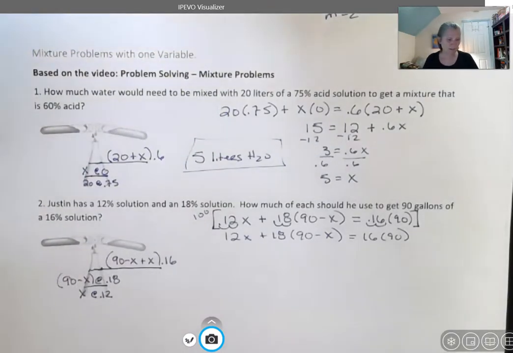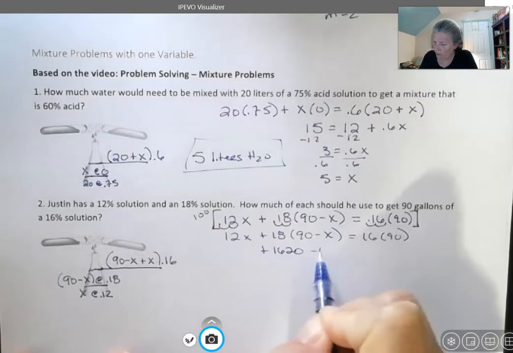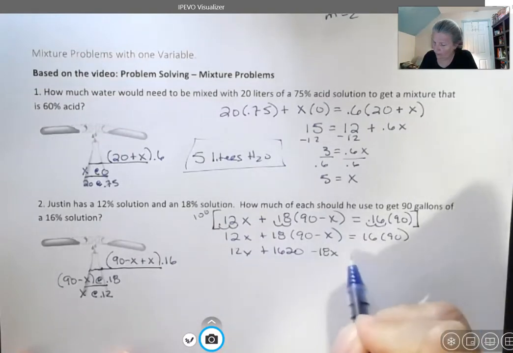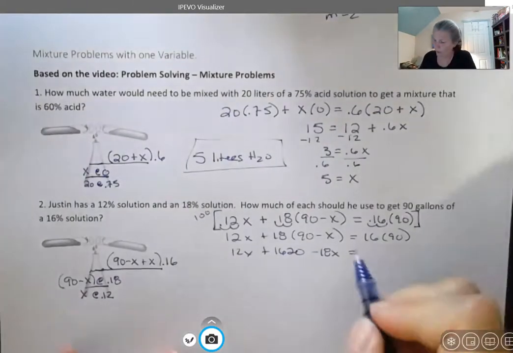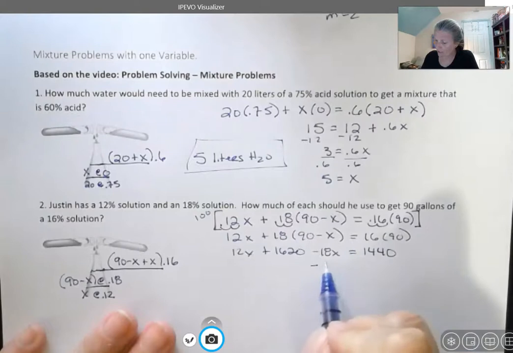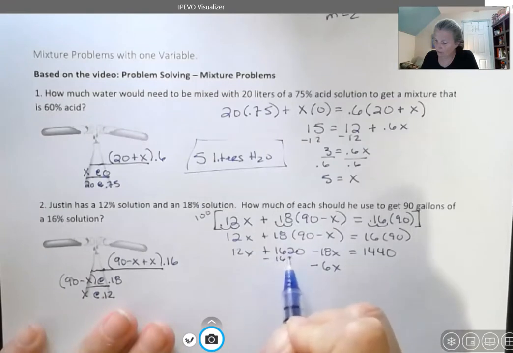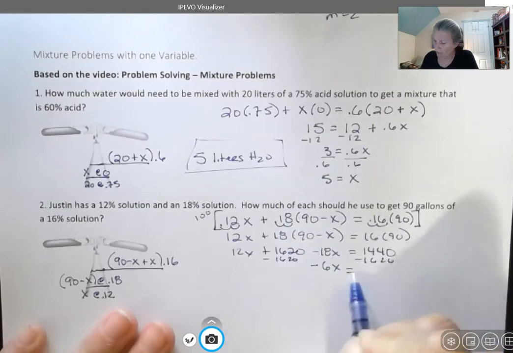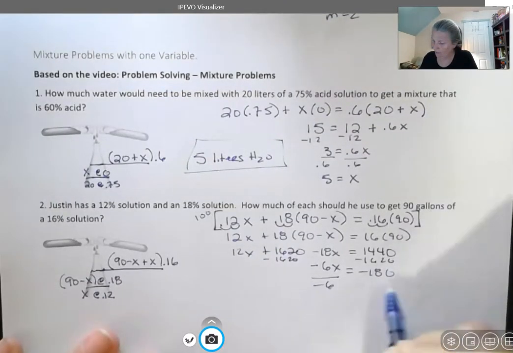If you have a calculator, it just may not be worth your while to even worry about that. But what is 18 times 90? It's 1620, I did that earlier. And I have 12x. And over here, 16 times 90 is 1,440. And then I can combine my x's. That gives me negative 6x, since 12 minus 18 is negative 6. And then I'm going to subtract 1620 from both sides, and that gives me negative 180. And dividing by negative 6 on both sides, you get x equals 30.